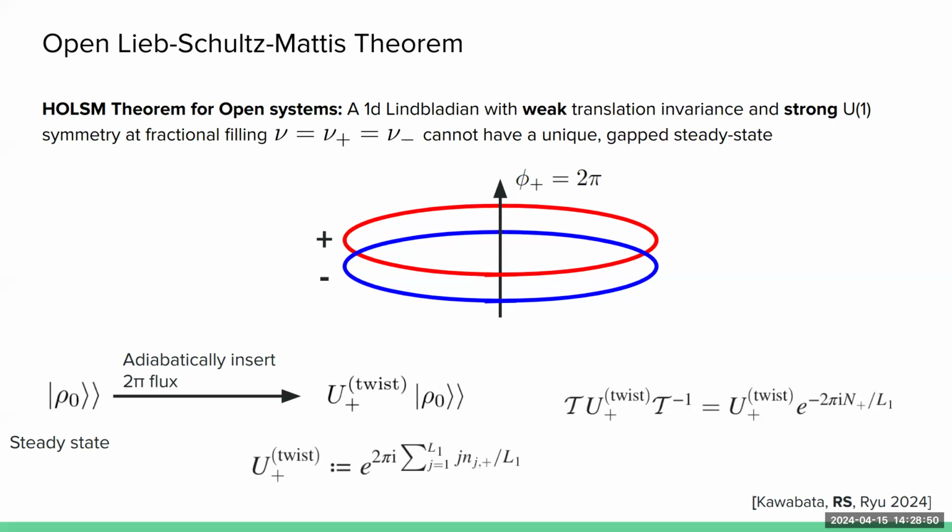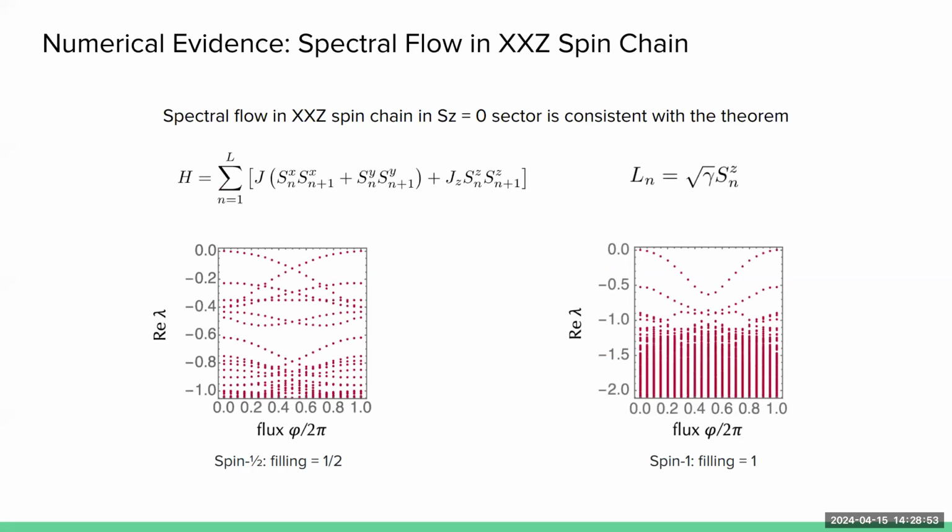So to motivate this, we can do a bit of numerics in some specific models. We consider this decoherent XXZ spin chain for spin 1/2 and spin 1, looking at the SZ equals 0 sector, which corresponds to half filling and integer filling of the U1 symmetry. And here is a plot of the real parts of the spectrum as a function of the flux for the U1 flux that we insert.